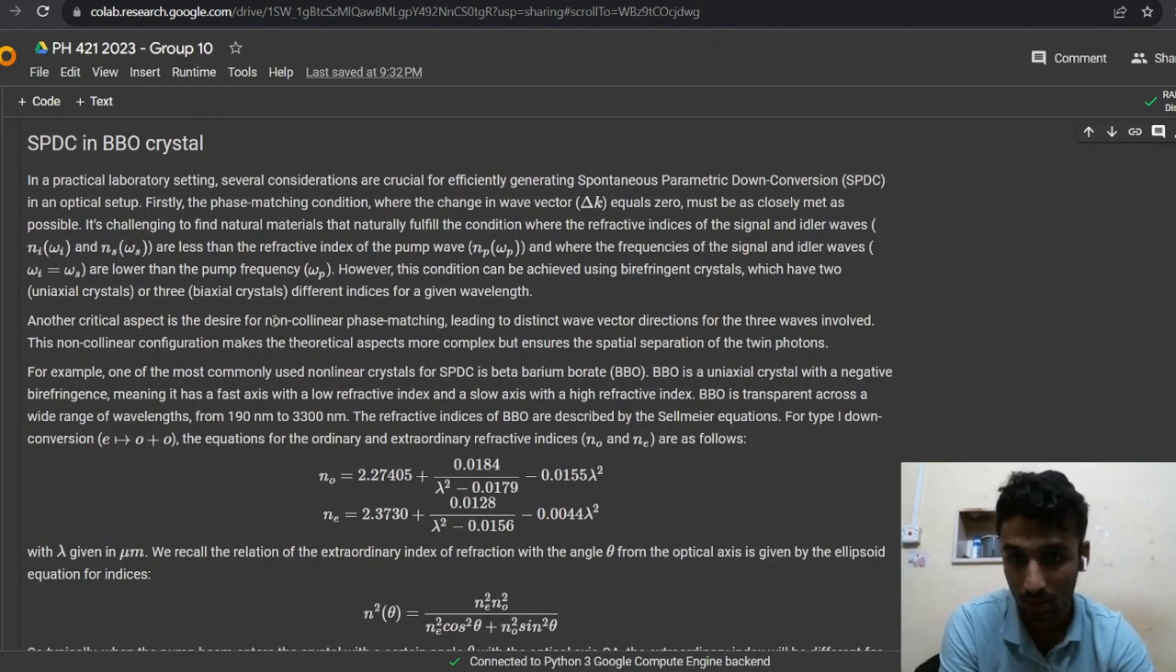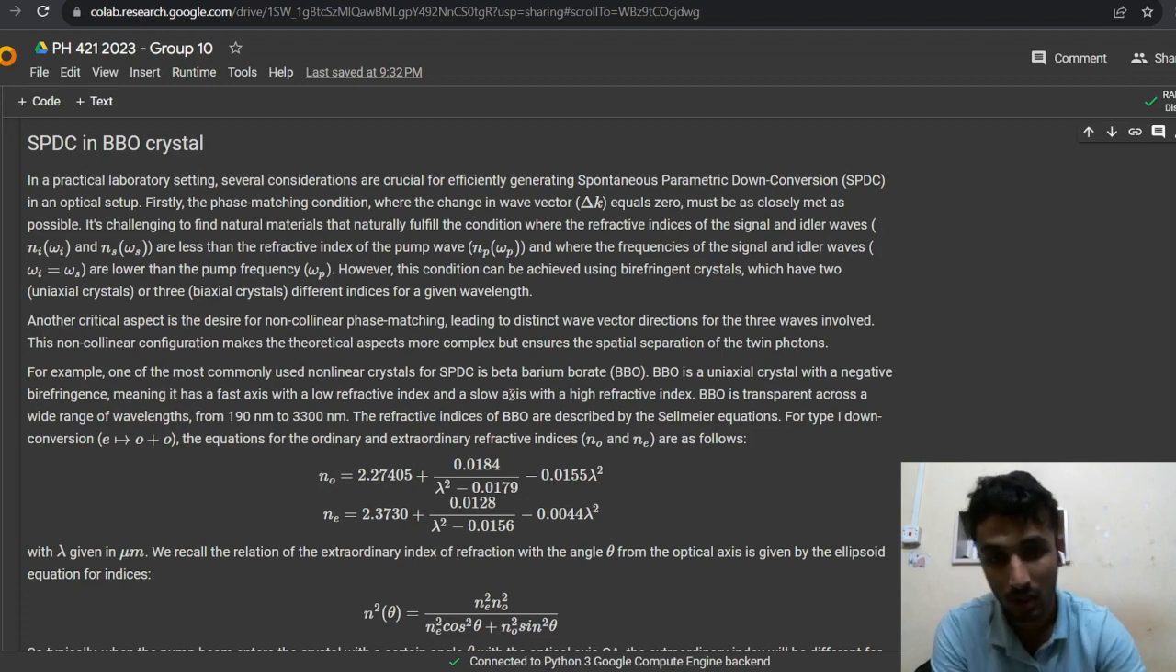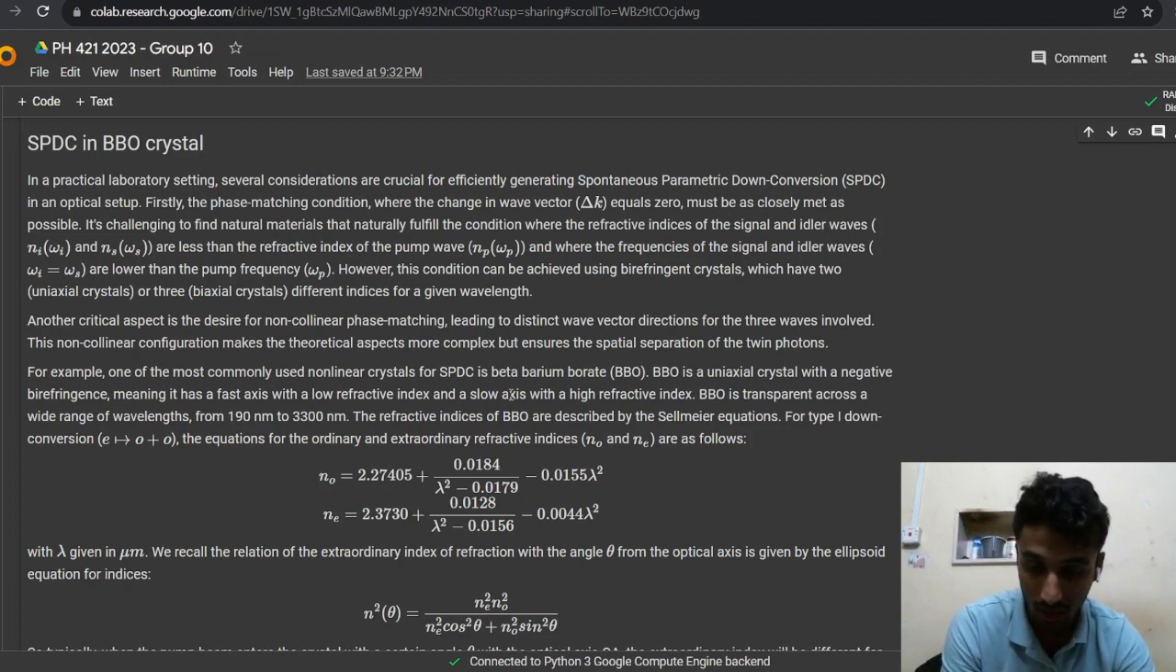Now, beta barium borate is our crystal here. It is a uniaxial crystal with negative birefringence. This means that Ne will be less than No. So a high refractive index means a lower speed of light in that direction. Which means that Ne, which is in the direction of the optic axis, will be less than No, which is perpendicular to it.